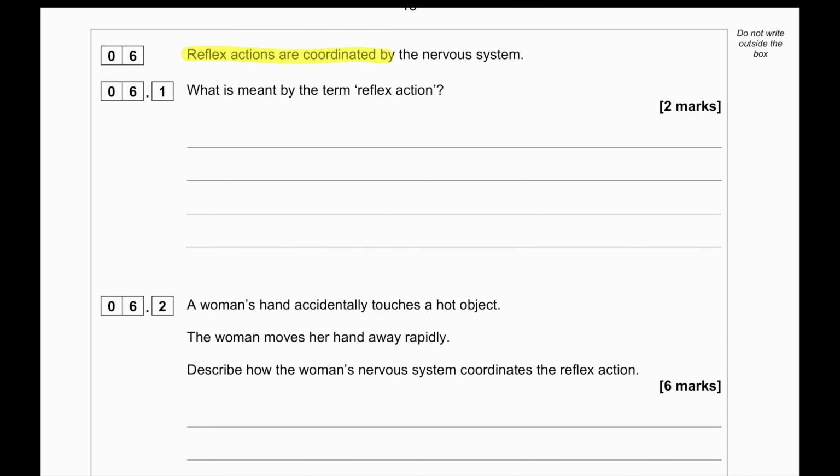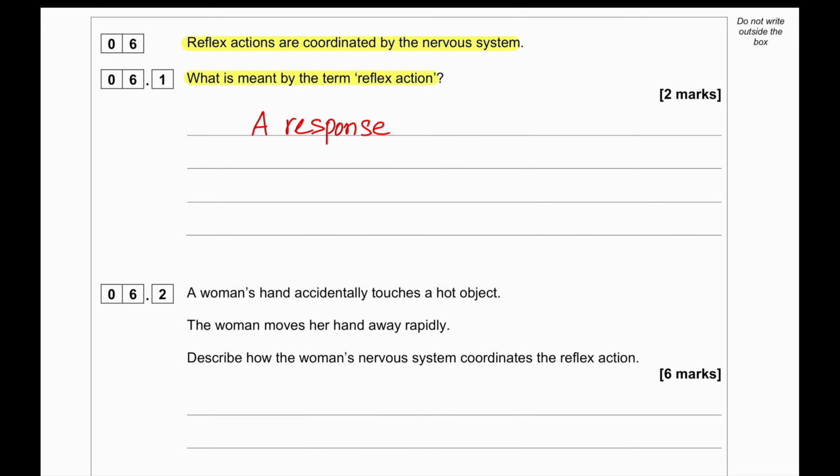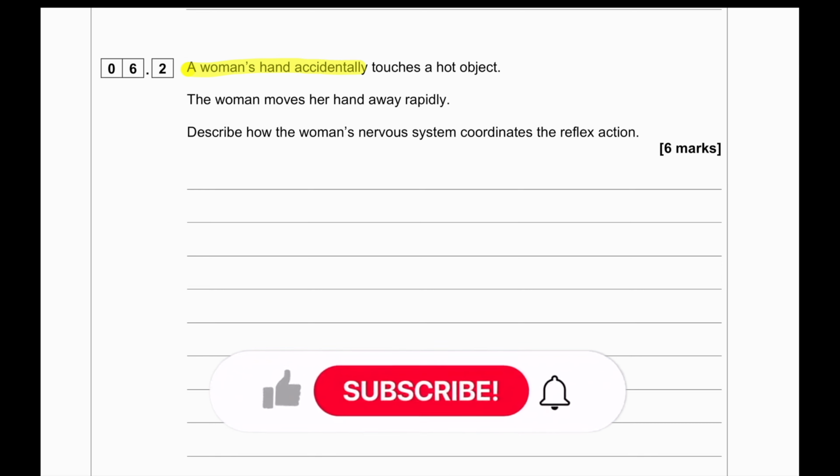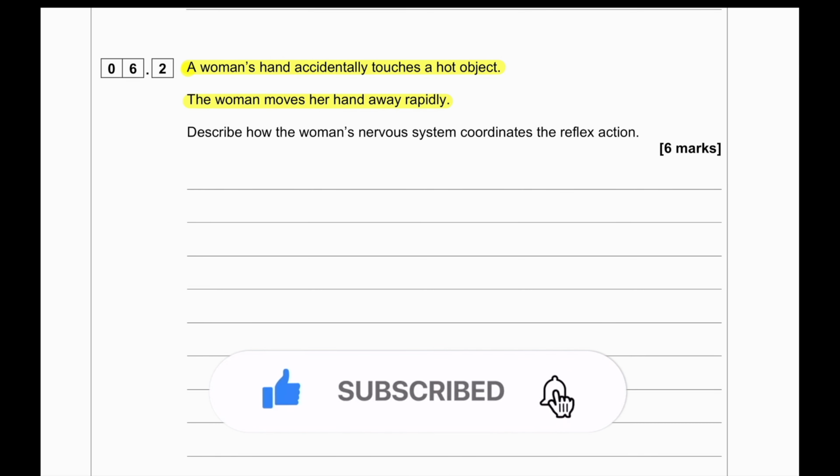Reflex actions are coordinated by the nervous system. What is meant by the term reflex action? A response or a reaction which is automatic or does not require thinking. A woman's hand accidentally touches a hot object. The woman moves her hand away rapidly.